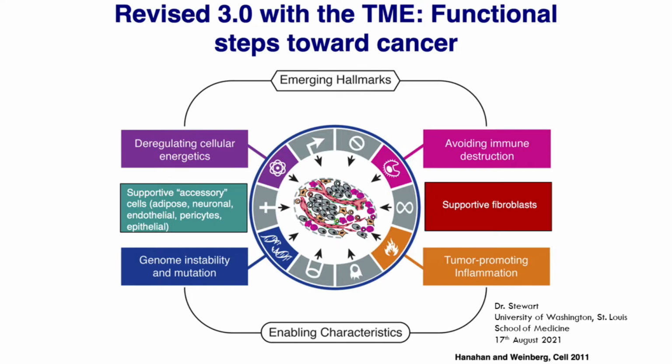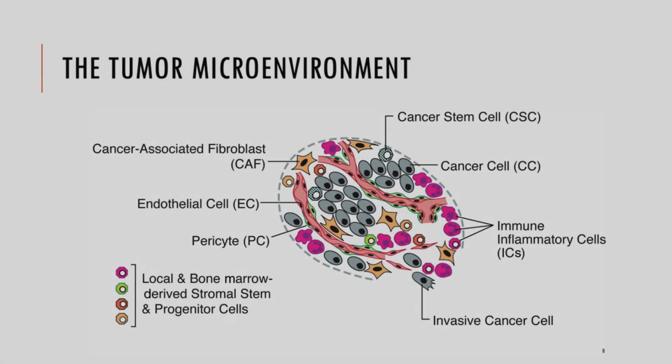So now is the time to look at this picture in the center of the circle. A very simple diagram which shows what a tumor looks like. And you can see that you have different kinds of cells inside it.